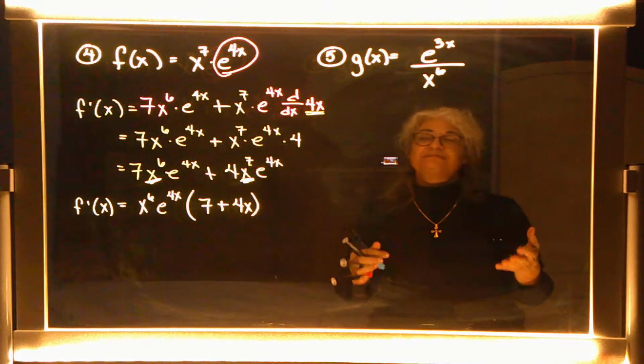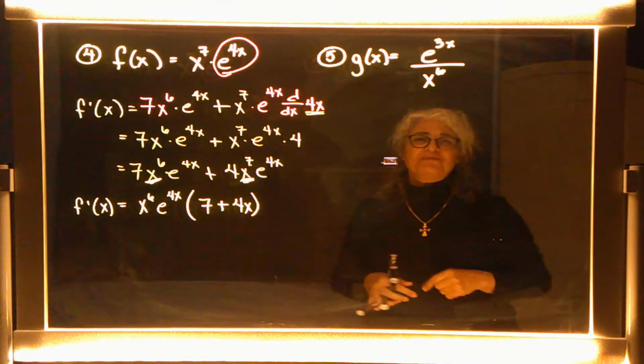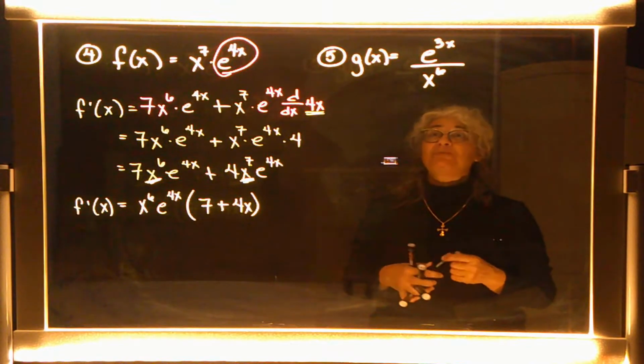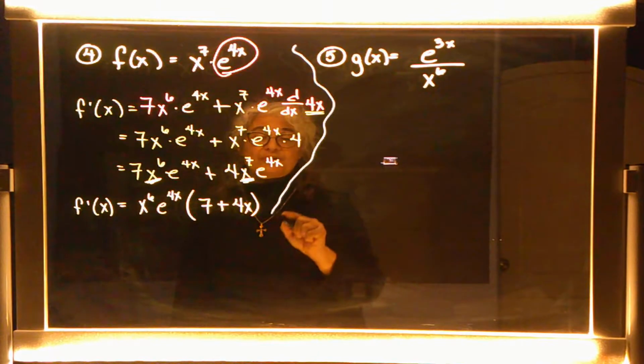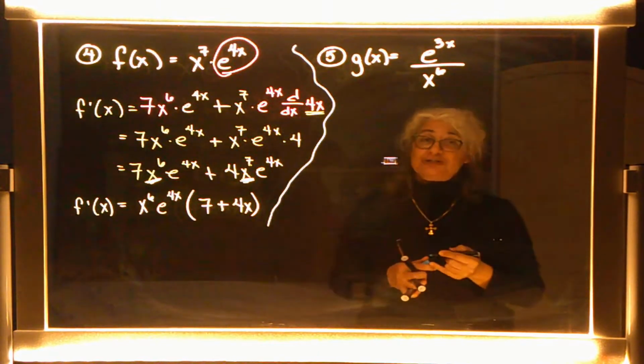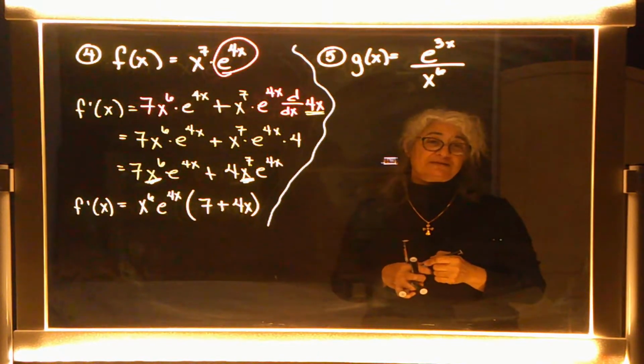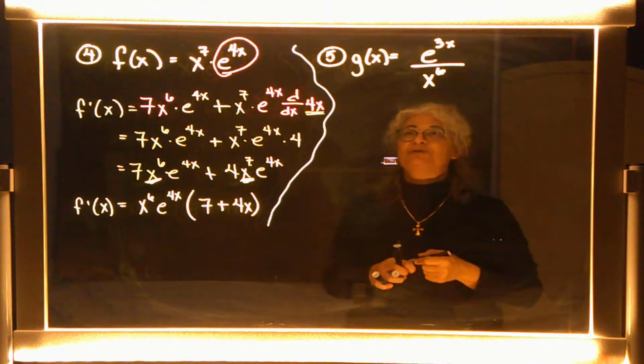Good? All right. Let's look at problem 5. Yeah, problem 5 is a quotient problem, isn't it? So on a quotient problem, that turns to subtraction. Agreed? All right, so let's see what you remember here.